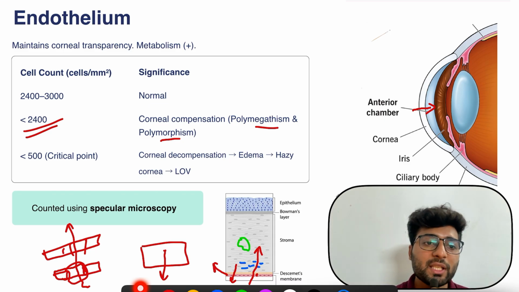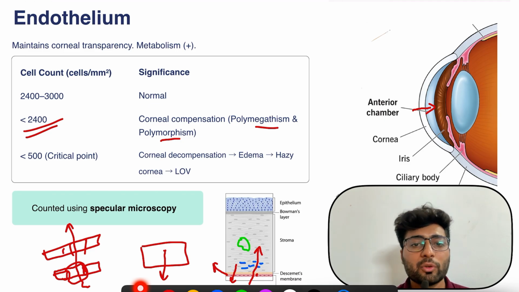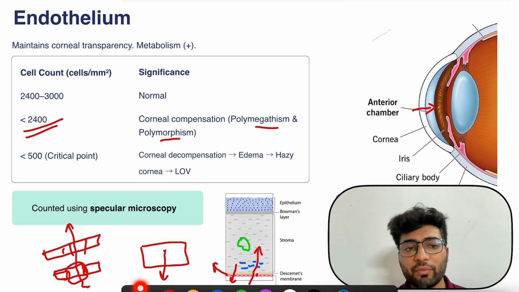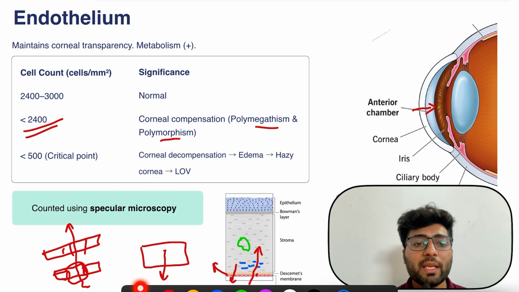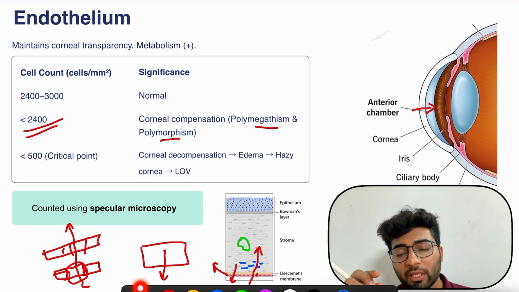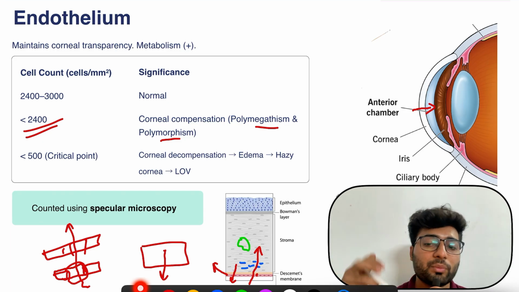And the critical point is less than 500. If the cells are less than 500 per mm square, then there will be edema, water will come over here in the stroma. So we have corneal decompensation, edema and a hazy cornea, and there will be loss of vision. These cells are counted by specular microscopy. So if we want to transplant this cornea, the most important thing we look at is the cell count. If there are fewer cells, then we don't transplant this cornea to another person.